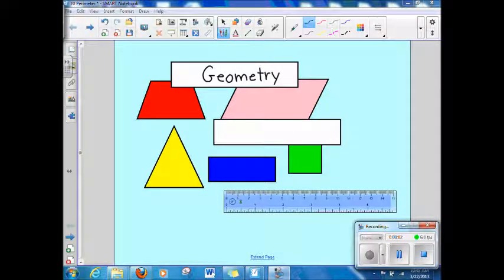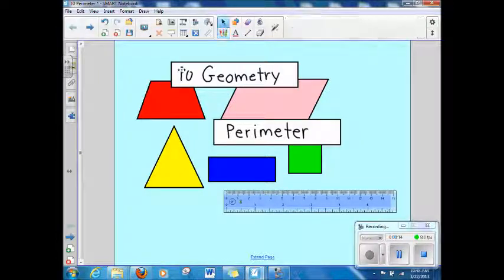This is lesson 10 of geometry on perimeter. Perimeter. Hey, look at the background. I see a ruler and I see some polygons, some flat shapes, some plane figures. If you've guessed that we're going to be measuring those plane figures, you are correct.